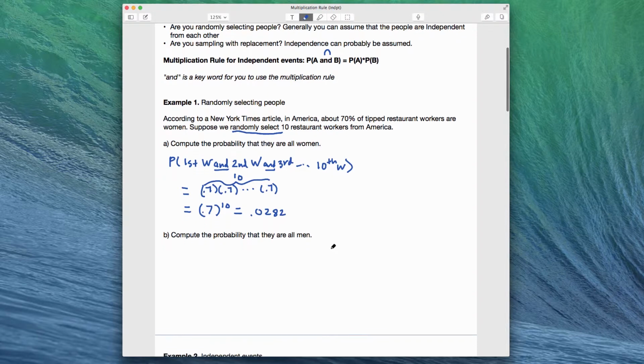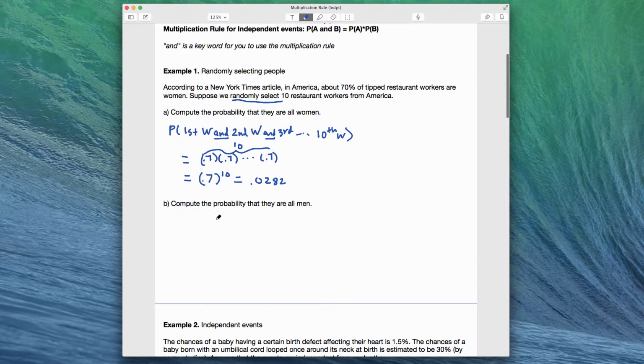Let's flip this around and let's compute the probability that they're all men. Well, the probability that the restaurant worker is a woman is, let's assume that that's the complement of men. Not getting into too much detail about that, let's just assume that they're opposites. So the probability of woman is 1 minus the probability that the person is a man, or the probability that the person is a man is 1 minus the probability that the person was a woman. So this is the one that we want. I just wrote out the other one just because.